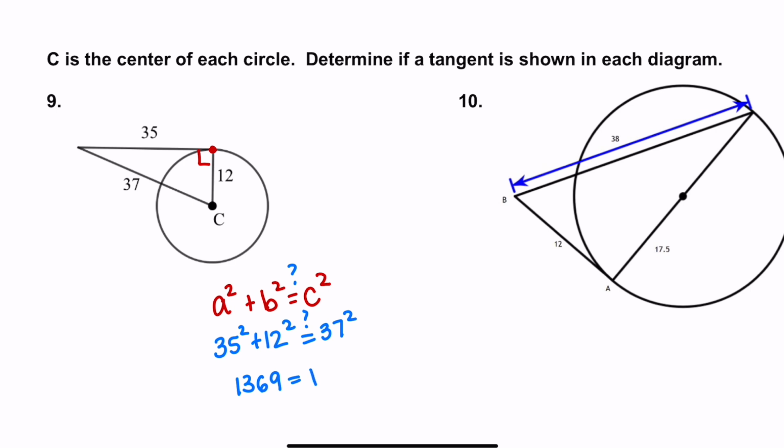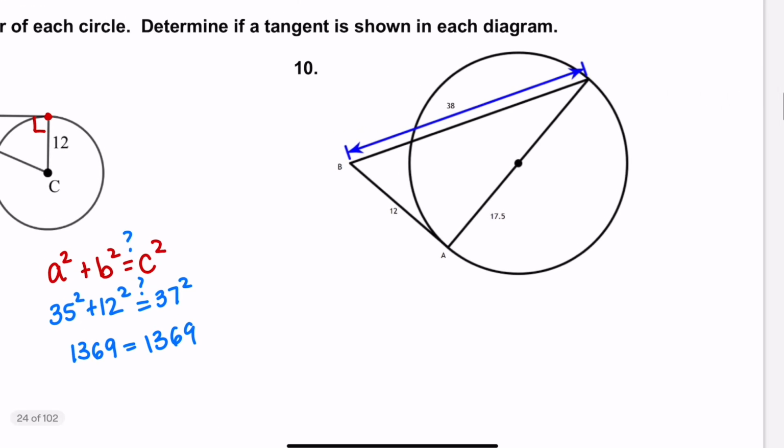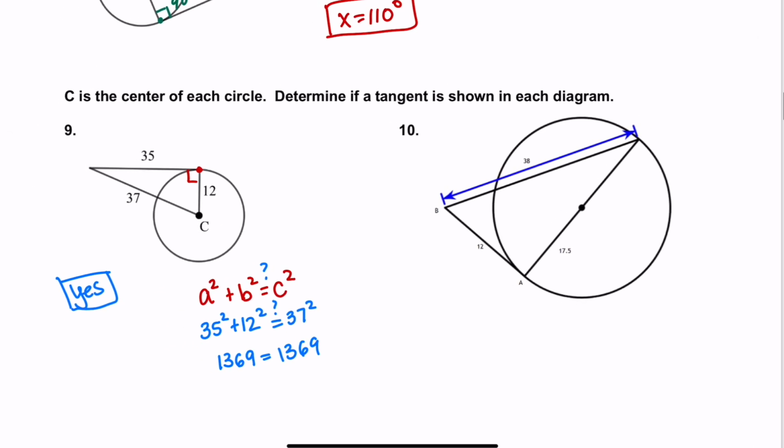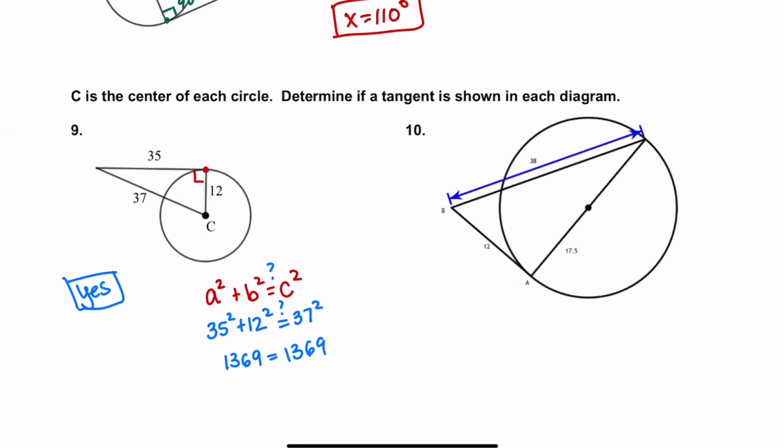Why, yes, it does. So since these are equal, we're trying to determine, is this a tangent line? Yes, yes it is, because the Pythagorean theorem holds steady here. Now, we'll look at number 10. We're doing the same thing. I want to see, is a squared plus b squared equals c squared. Is this a tangent line?